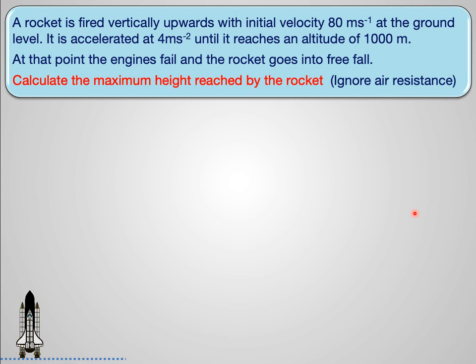A rocket is fired, but after reaching some point, its engines are turned off. Until 1000 meter, it has an acceleration of 4. But after 1000 meter, when the engine fails, still the rocket will continue to move upward because it has velocity. Even though Earth is pulling down, the rocket will still continue to move upward, but the acceleration will be 9.81 downwards.